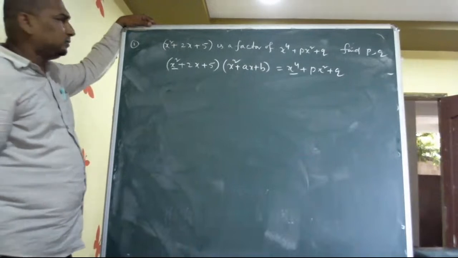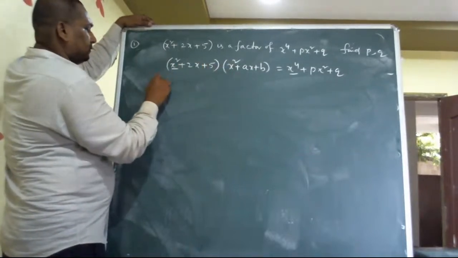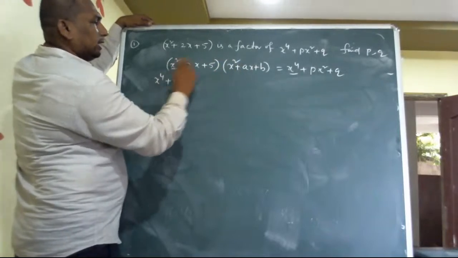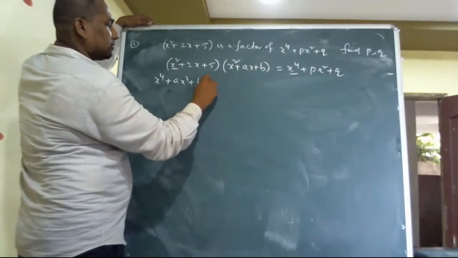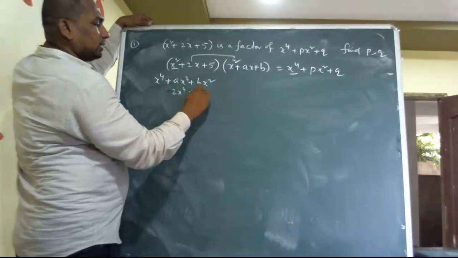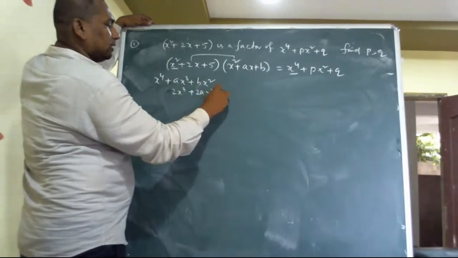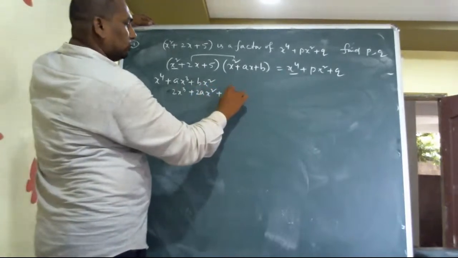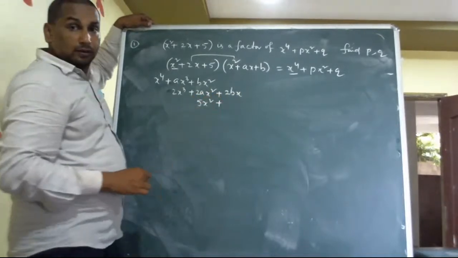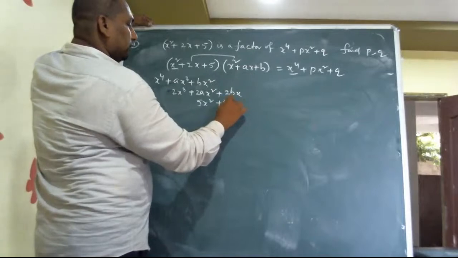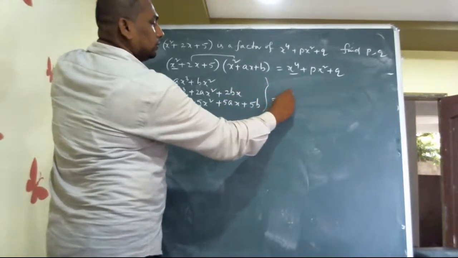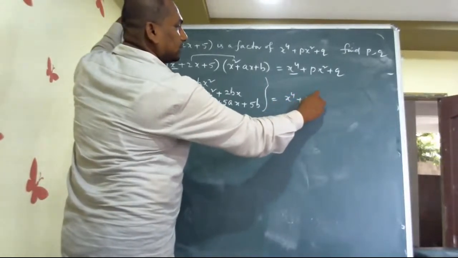Now we have to multiply. x square into x square, x power 4. x square into ax, a x cube. x square into b, bx square. 2x into x square, 2x cube. 2x into ax, 2ax square. 2x into b, 2bx. 5 into x square, 5x square. Plus 5 into ax, 5ax. Plus 5b. This is all equal to x power 4 plus px square plus q.